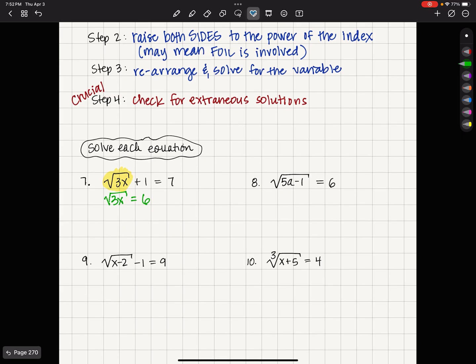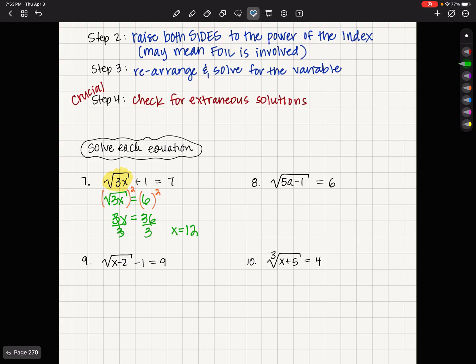Now we're at step 2, and it says raise both sides to the power of the index. Well, this is a square root, so we're going to raise both sides to the second power. So we undo a square root by squaring. The square root of 3x times itself is just 3x. I'm going to go back to green here. That's just a 3x. 6 squared is 36. I divide both sides by 3, and I get x equals 12.